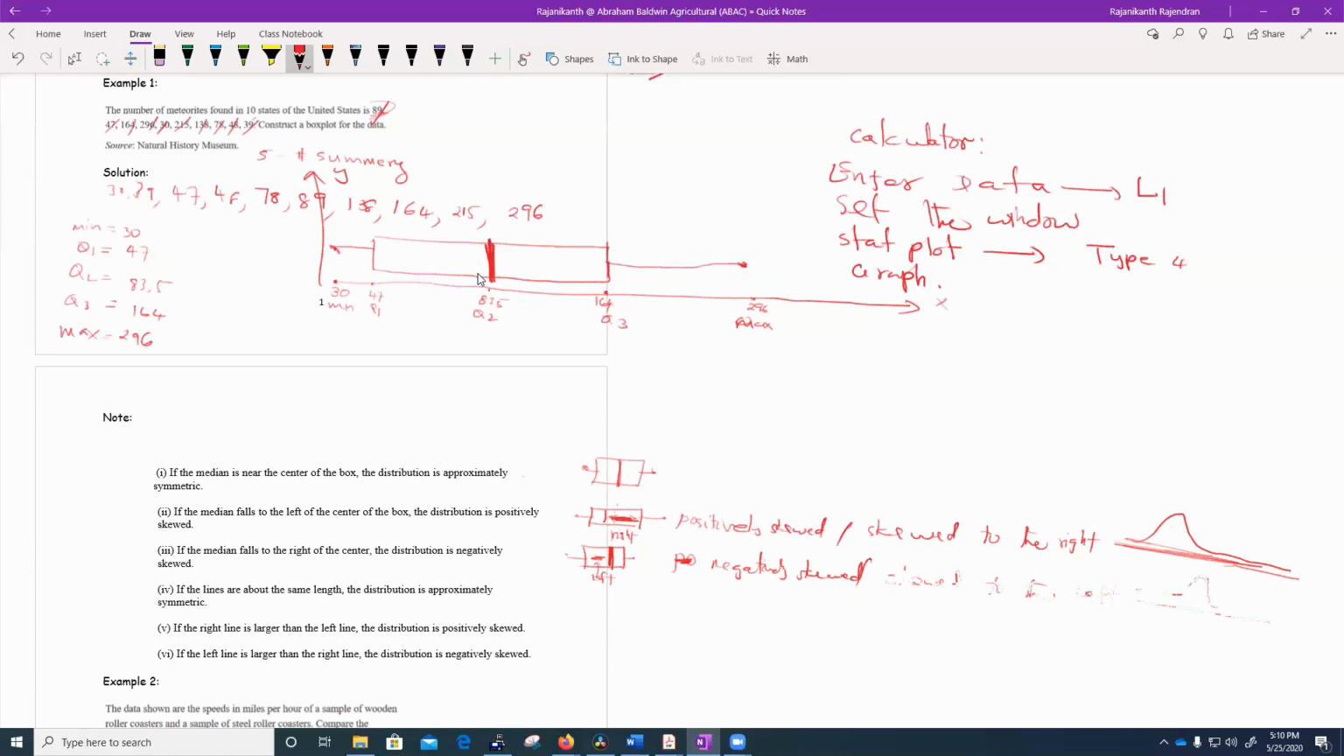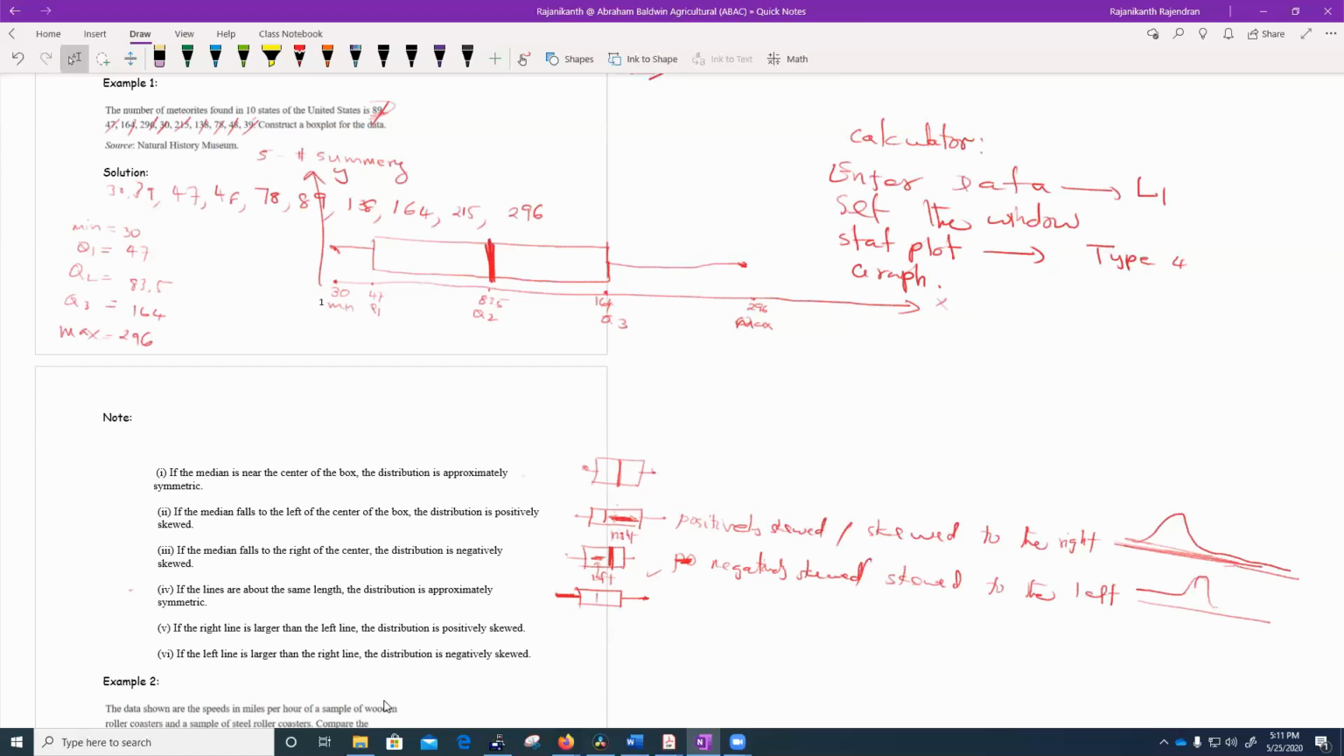Okay, look at number 4. If the lines are about the same length, the distribution is approximately symmetric. Now they are talking about the lines outside of the box. Suppose you have the same length for the outside lines. That means the distance from the minimum to the box and the maximum to the box are the same. Then you have a symmetric distribution.